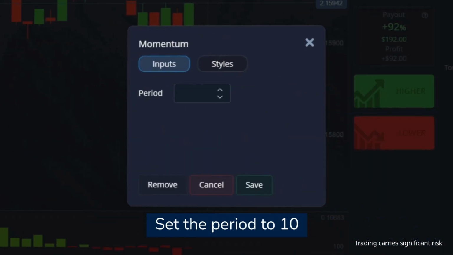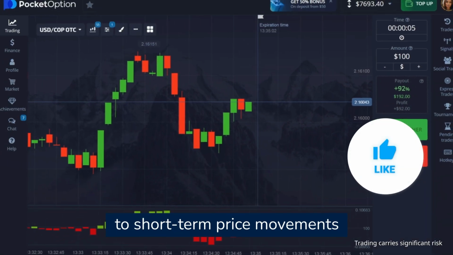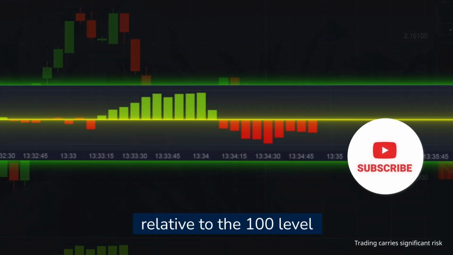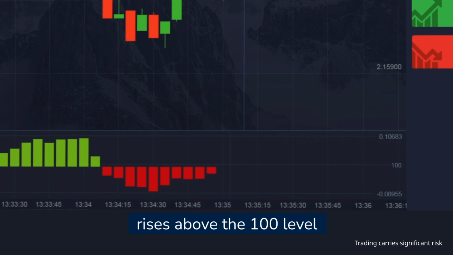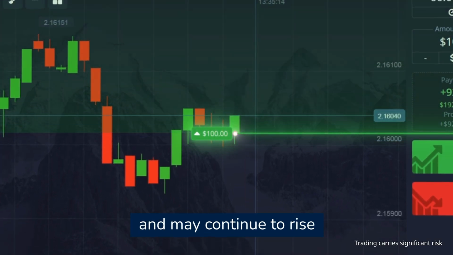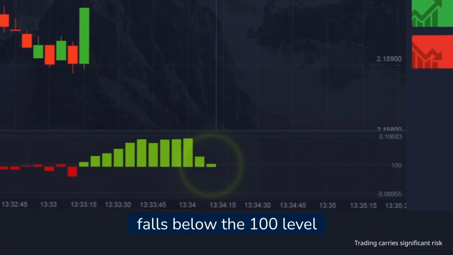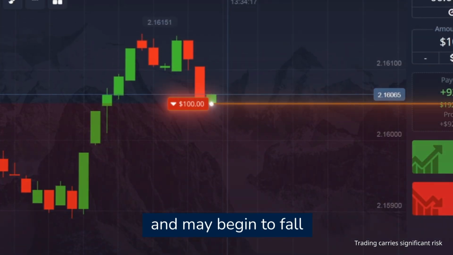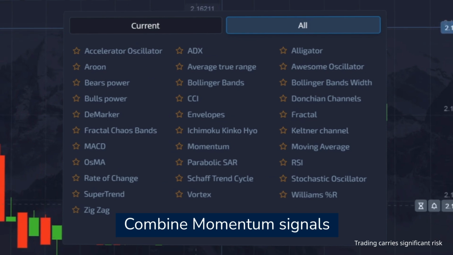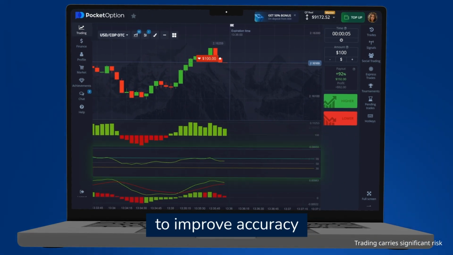Set the period to 10 to make the indicator more sensitive to short-term price movements. Keep an eye on the indicator line relative to the 100 level. Open an up trade when the momentum line rises above the 100 level. This is a signal that the price is gaining speed and may continue to rise. Open a down trade when the momentum line falls below the 100 level. This is a signal that the price is losing speed and may begin to fall. Combine momentum signals with other indicators such as RSI or MACD to improve accuracy.